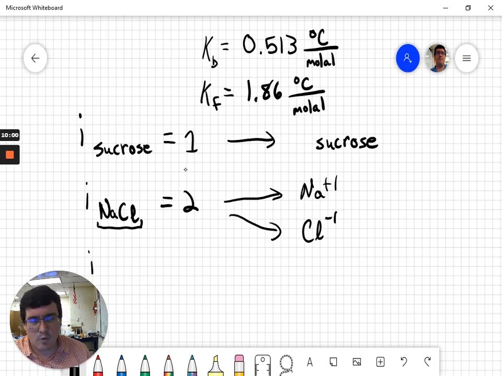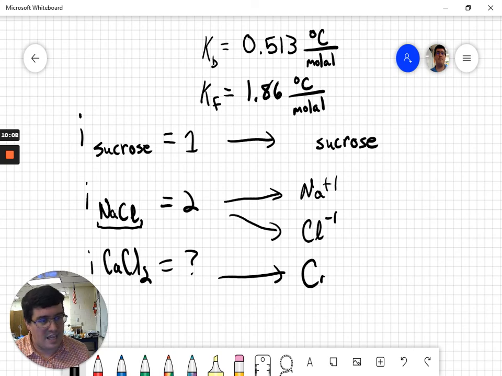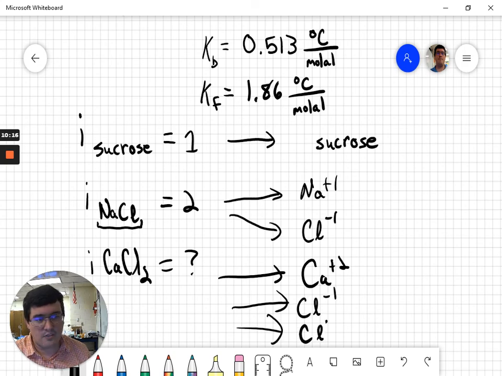Can you imagine then when we look at i of CaCl2, what does it form? Question mark. Well, we're going to get a Ca, and we're going to get 2 Cls. One calcium ion and 2 chlorine ions. So this one has a Van Hoff factor of 3. Isn't that something? And that really changes its properties.